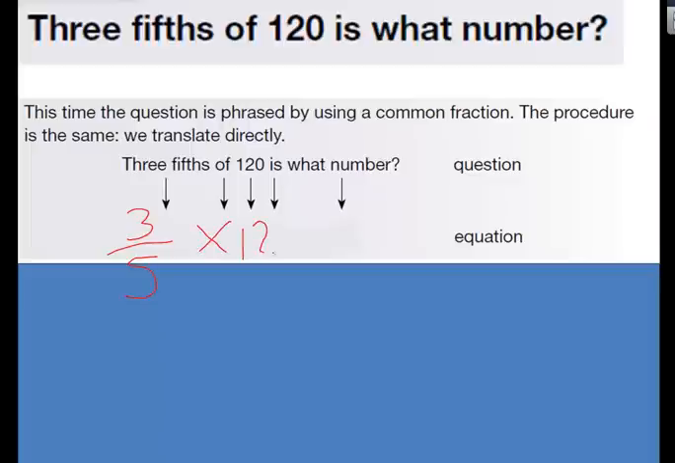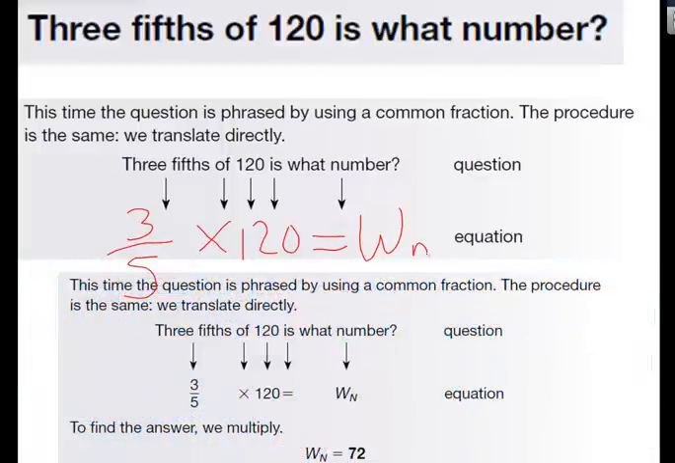We bring down our 120. Is, what do we do with is? We change that to equals, and then what number? Then we just solve it. So we're going to solve straight across. We're multiplying a fraction, so we're going to go 3 times 120, which is going to be 360. Then we're going to divide that by 5, and that's going to give us our answer of 72. Pretty easy stuff, isn't it?